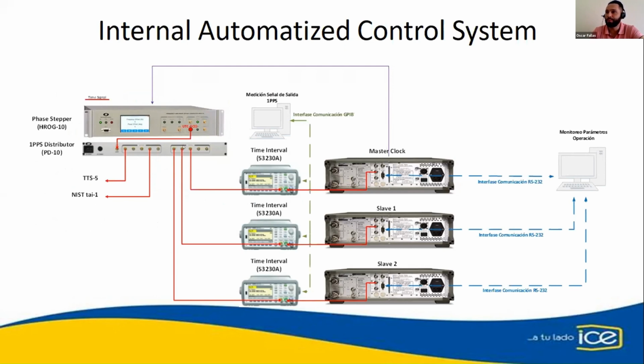And also, we take this signal to our frequency counters that we use to compare the 1 PPS against the 1 PPS of our clocks in an automated way. I'm going to go into details of this in the next slides. Also, we have a serial connection to communicate with the systems to get the operation parameters and evaluate the behavior of the internal clocks.